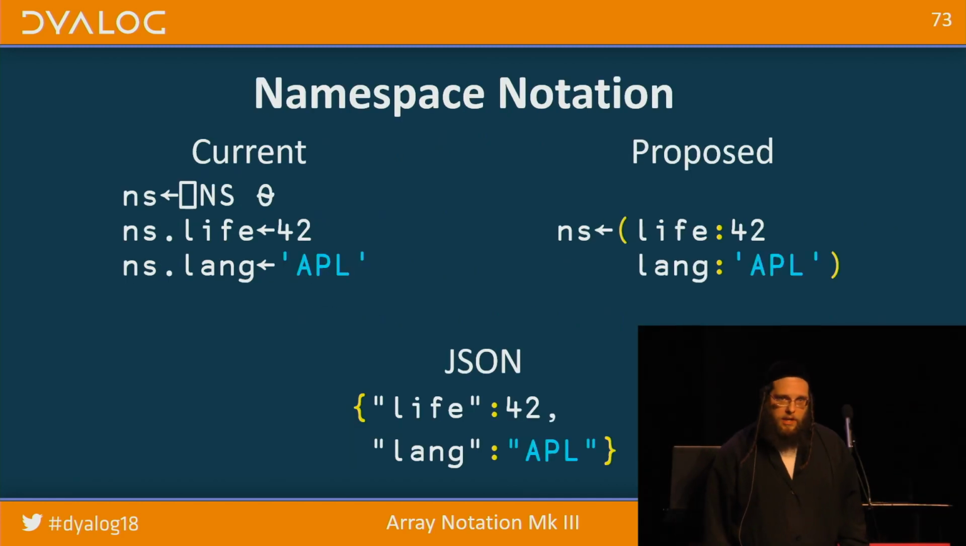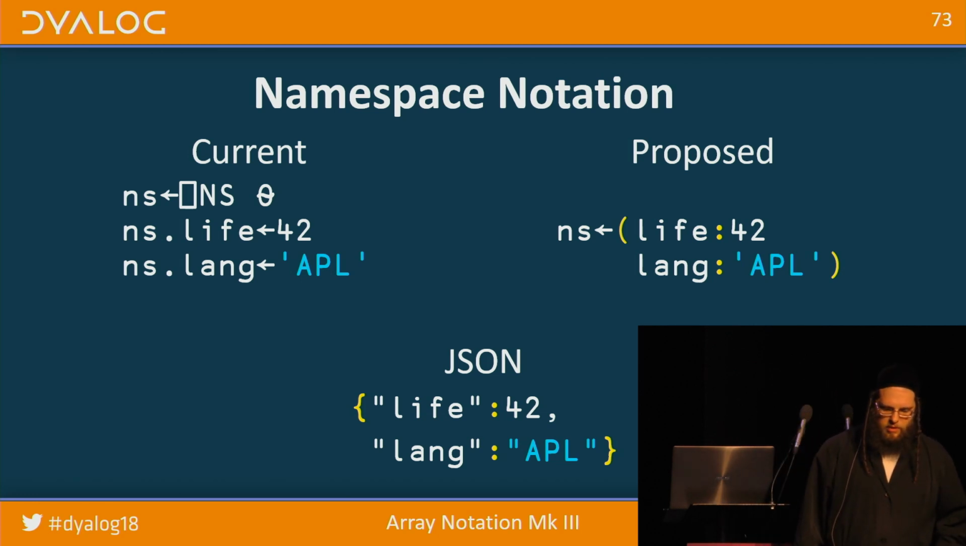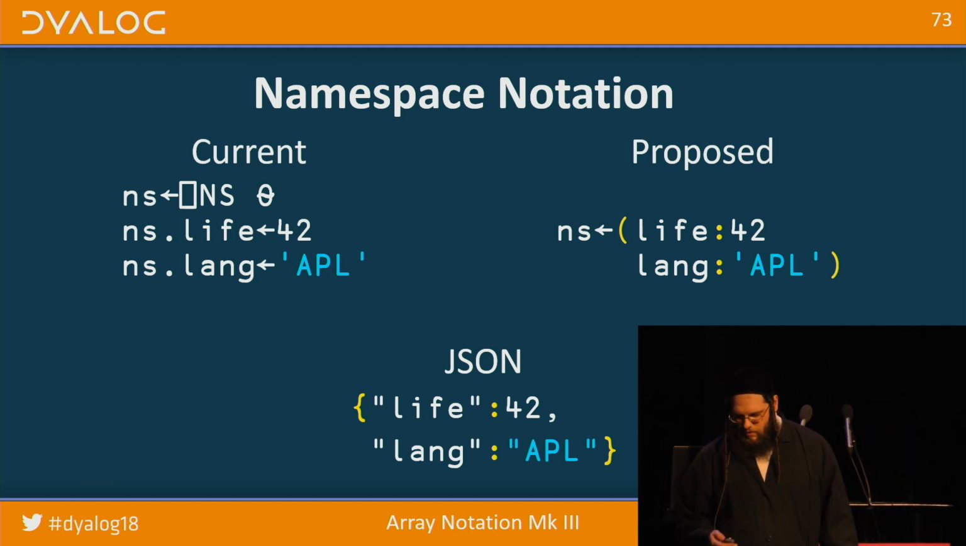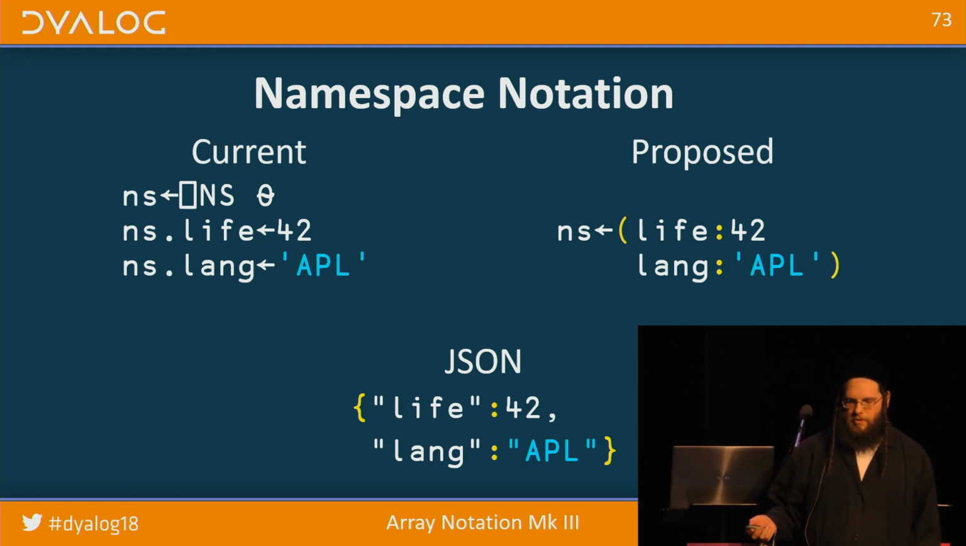So currently you can't create a namespace literally. You only have to build it up piece by piece, and instead you would be able to just write name and value. And you can see the similarity here between JSON and APL.